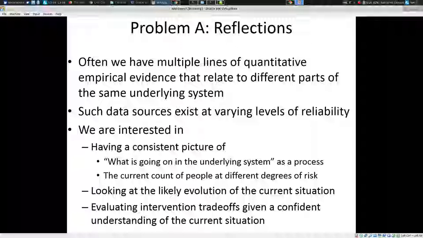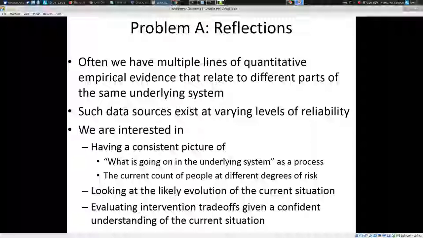We're interested here in knitting together data sources with different levels of reliability, and in having a consistent picture of what's going on in the underlying system. The system is characterized by a simulation model. And as with hidden Markov models, that underlying system is typically mostly latent. More than that, it's evolving over time, according to processes characterized in the simulation model, much as the hidden Markov model system is evolving according to certain probabilities.